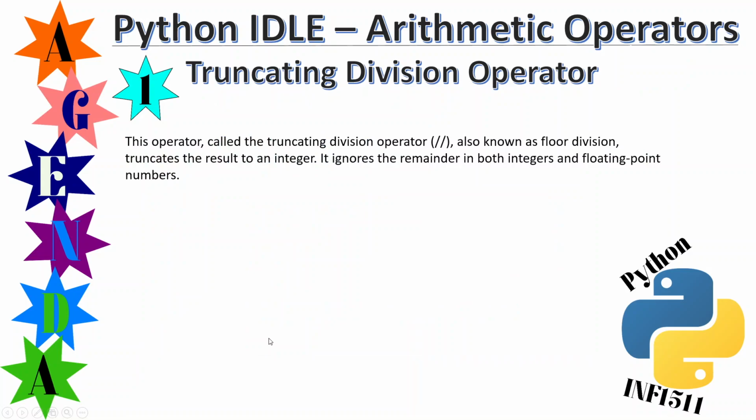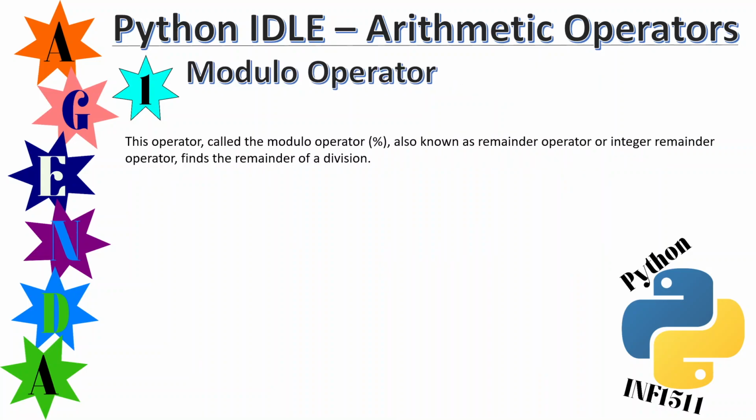Okay, and so when we talk about the truncating division operator, also known as floor division, it truncates the result to an integer. It ignores the remainder in both integers and floating point numbers. And the modular operator, also known as the remainder operator or integer remainder operator, finds the remainder of a division.